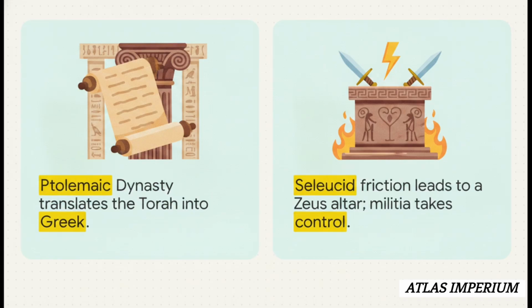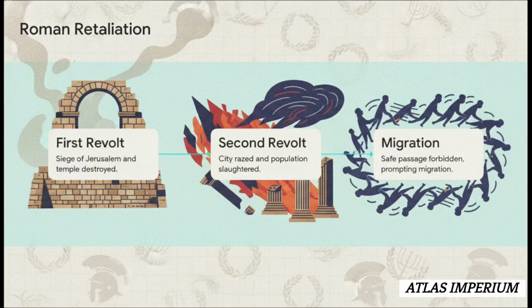But contrast that with the Seleucid dynasty. Here, severe cultural friction just boils over. It gets so bad that an altar to Zeus is placed right inside the Temple of Jerusalem. Obviously, this provokes a massive, violent pushback. An anti-Hellenic traditionalist militia takes control in 164 BC, and they briefly establish an independent kingdom of Judea. But as we see so often in history, that independence doesn't last.